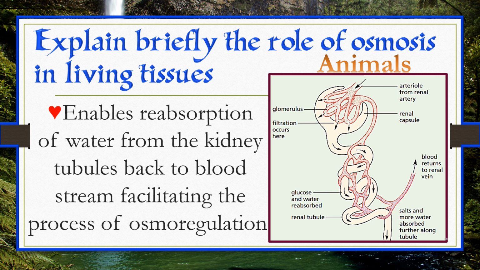Let's look at our diagram. In the diagram, we can see the arteriole from the renal artery coming into the glomerulus. In the glomerulus, there is a lot of pressure which forces the content in the blood capillary to enter into the renal capsule. That is what we call ultrafiltration. So there is filtration occurring in the renal capsule between the glomerulus and the renal capsule.